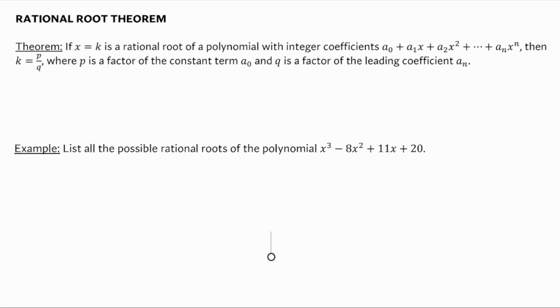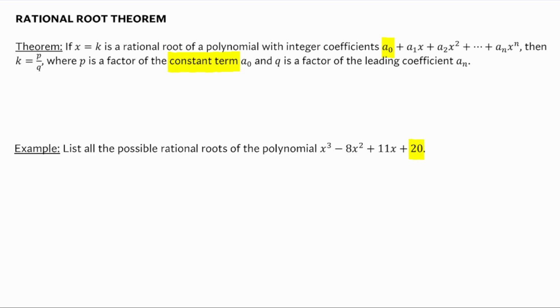So list all the possible rational roots of the polynomial x^3 - 8x^2 + 11x + 20. Okay, the big thing is identifying the constant term and the leading coefficient. So I'm gonna be real explicit about that. Okay, so I'm gonna highlight the constant term, a0. Okay. And that's the number that doesn't have an x attached to it. Okay, so in our case, that's going to be 20 on the example.